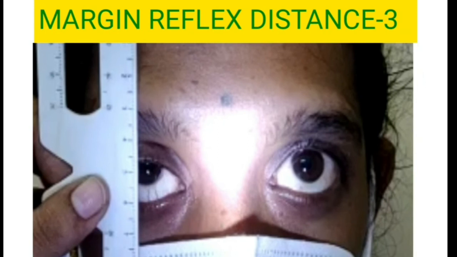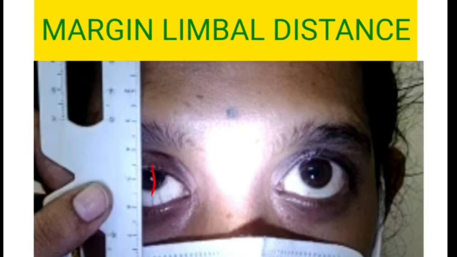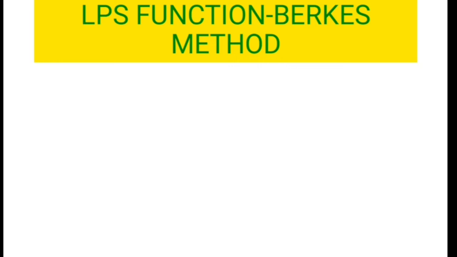So the normal margin reflex distance is considered 7 mm. So the next step is the same, that is if you get MRD3 of around say 3 mm, then subtract 3 from 7, you will get 4, multiply that by 3 again. So 12 mm of LPS resection you should plan for. So that is the significance of MRD3 as well as the margin limbal distance. The next is the LPS function. This is the most important thing, because all your surgical plan depends upon the LPS function.